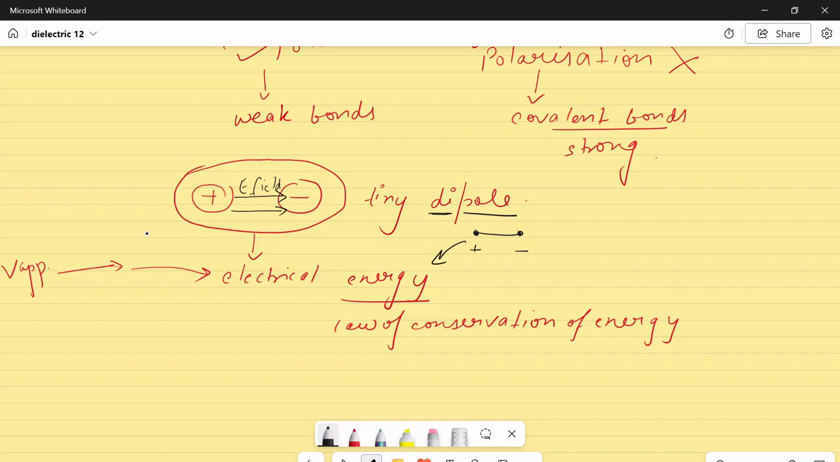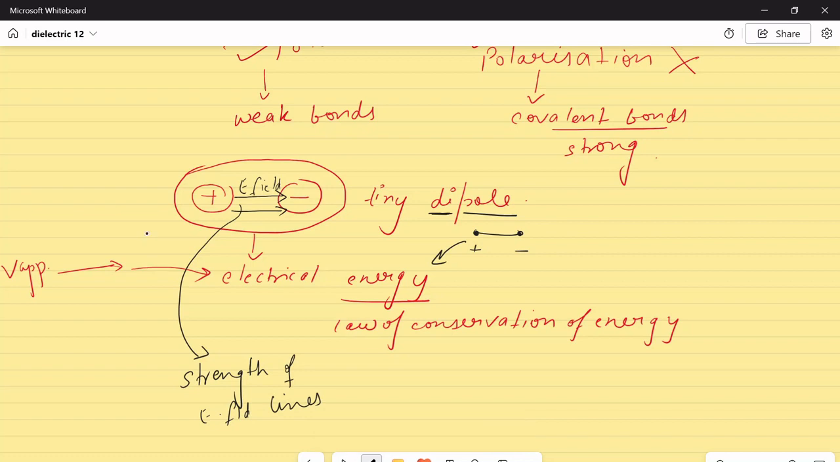Now, how much electric field will be stored? So basically here we are talking about the strength of these electric field lines. How much they will be stored is decided by the concept of dielectric constant. So we have given it a name so that we can understand the properties of any material. If one material has a high dielectric constant, that means it can store a lot of electric flux, a lot of electric field lines. So there will be greater electrical energy that can be stored in that material.